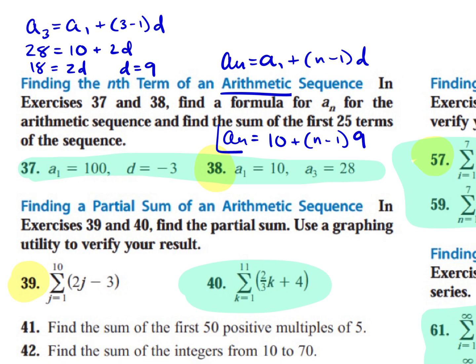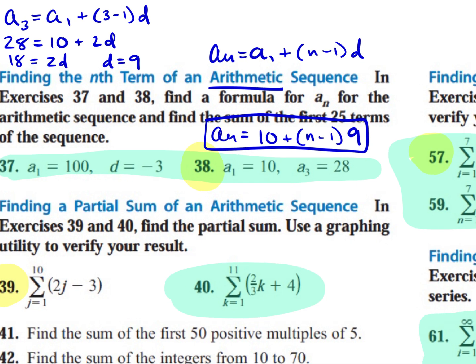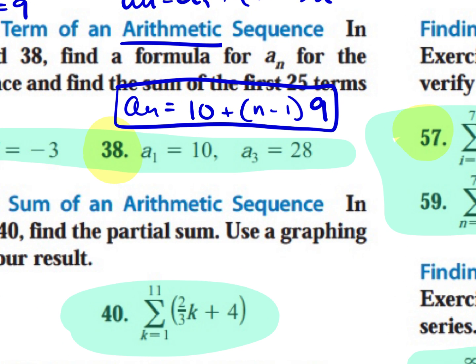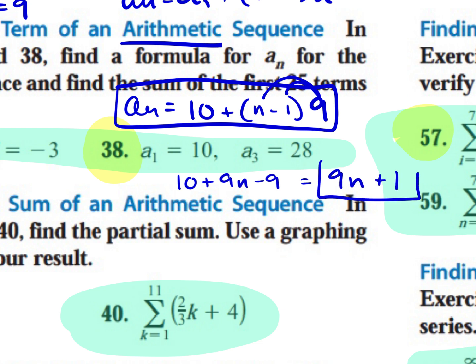So this would be our formula. The general formula for a sub n could be written like this. We can simplify it by distributing the 9 into the parentheses. So we have 10 plus 9n minus 9, which would be 9n plus 1.